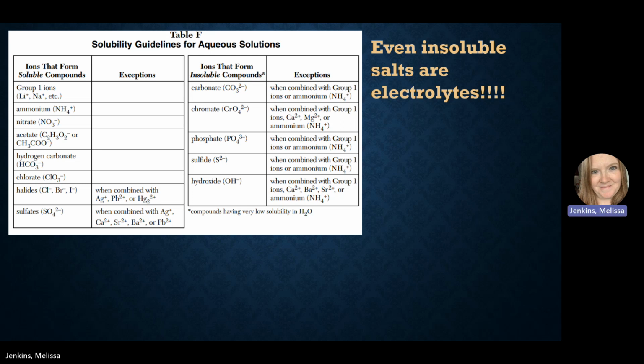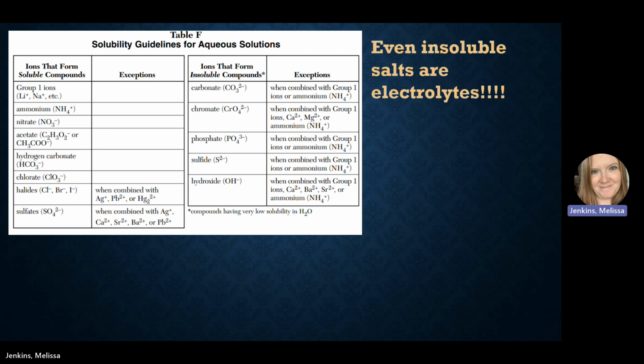What would this one be? Well, do we have magnesium anywhere on the table? No. Is magnesium in group 1? Because remember, they don't list all of group 1 here, but is magnesium in group 1? No. So that means I have to go by carbonate's rule, right? So you see carbonate on the table?